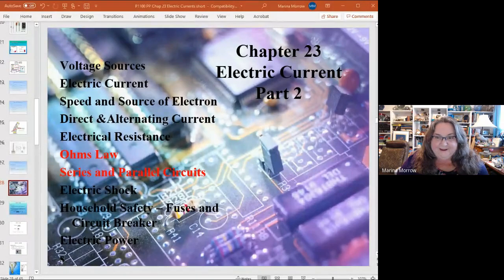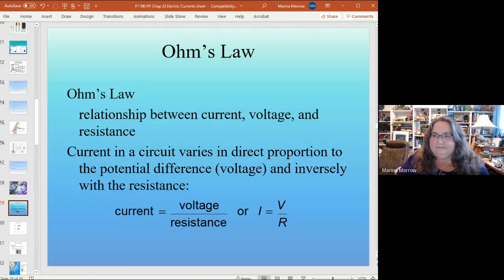All right, we're going to look at Ohm's law and series and parallel circuits. That's what we're looking at next. Okay, so Ohm's law, we've already discussed a little bit. The relationship between voltage, current, and resistance in a circuit.